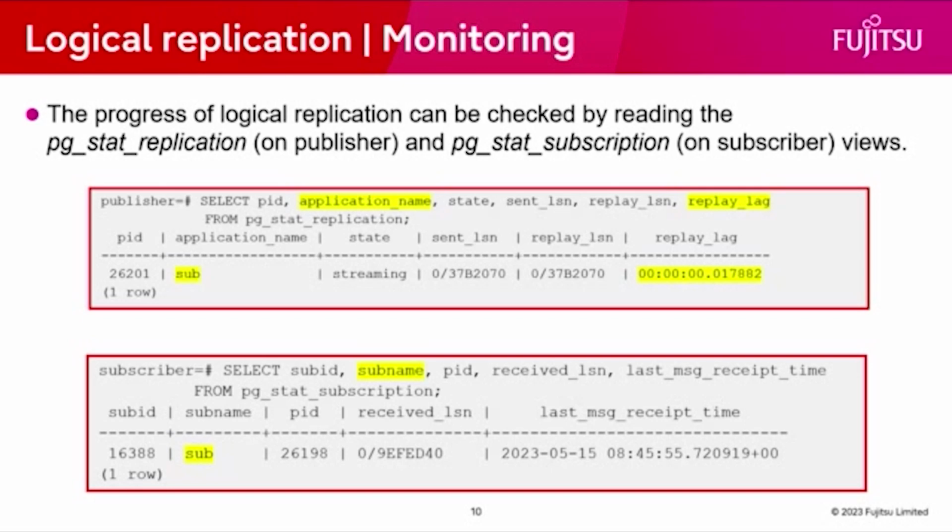Similarly to physical replication, users can check the current position of sent or applied WAL, like sent LSN and replay LSN, and the time lag between them, replay lag.